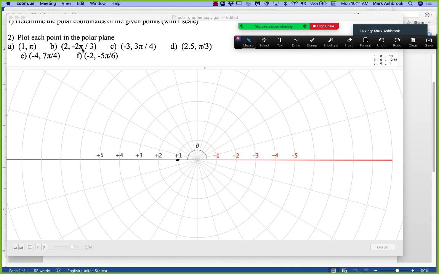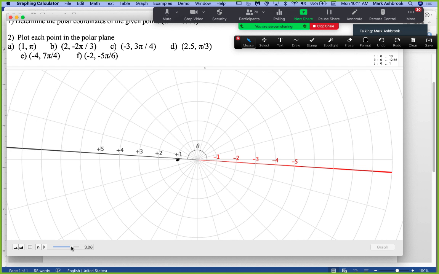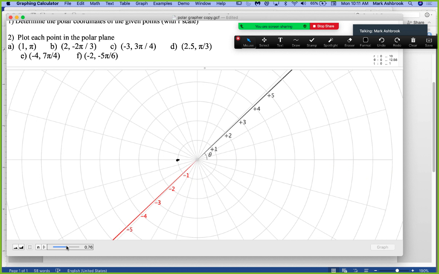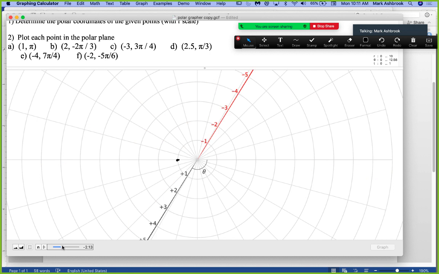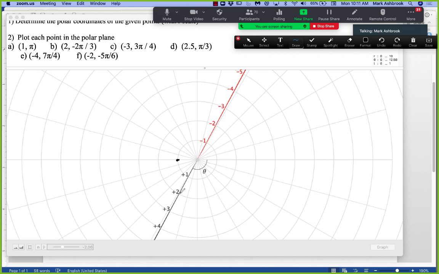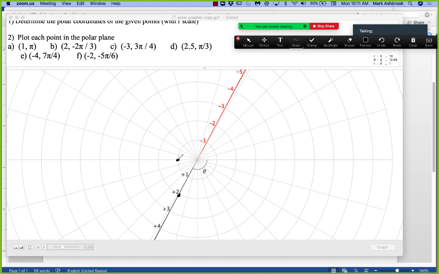Okay, next, angle measure of negative 2 pi over 3. So that's going to be back this way. That's going to be actually right there. Oh, almost had it. Right there. There we go. So this is the angle measure negative 2 pi over 3. It goes clockwise from the positive x-axis, and then we'll go a distance of positive 2 along that ray. Here's the point for question B. Questions on that one?